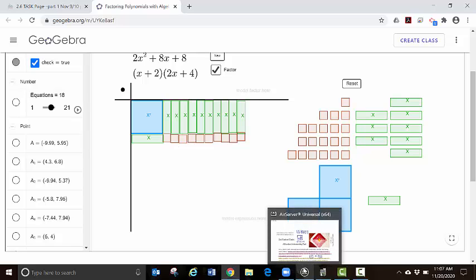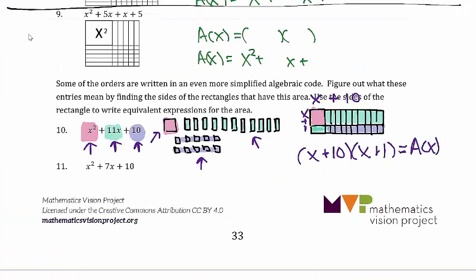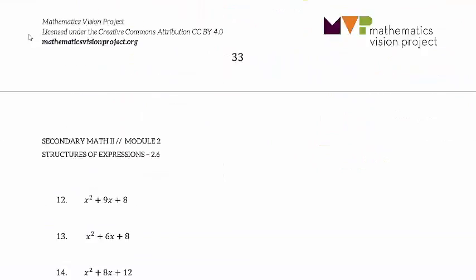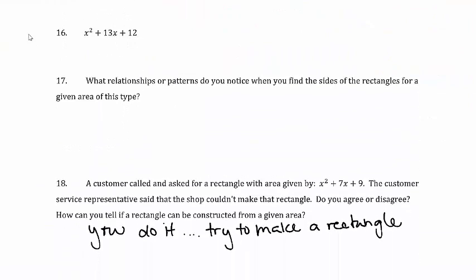So going back to the paper, that's where I got the x plus 10 and x plus 1. I don't need you to sketch these pieces, but I do need you to sketch the answer, so this part, and the picture that you made on the computer. You should now do 11 through 16.